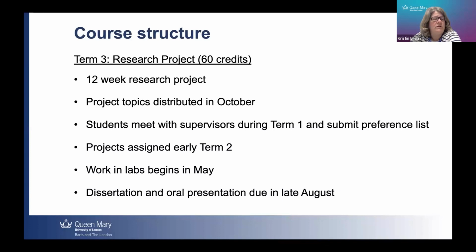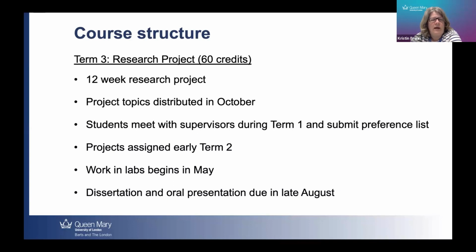And how we do this is the project titles or topics are distributed in October, and the students have the chance to read these project descriptions and also meet with the supervisors if they wish to during term 1, which we really encourage. And then students submit a preference list of basically ranking their top choice projects. And then we just try to assign as many students to one of their top choice projects as we can. And the project titles are disseminated early in term 2.